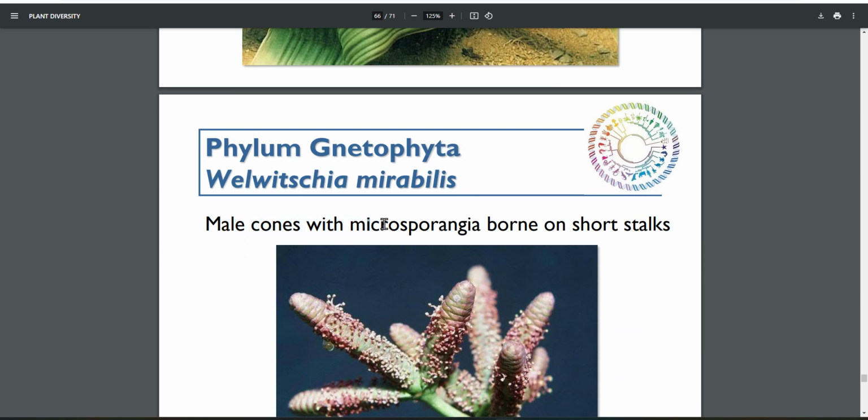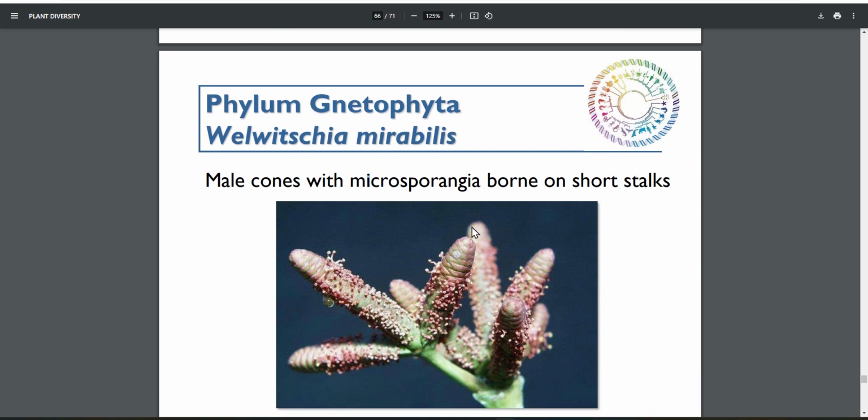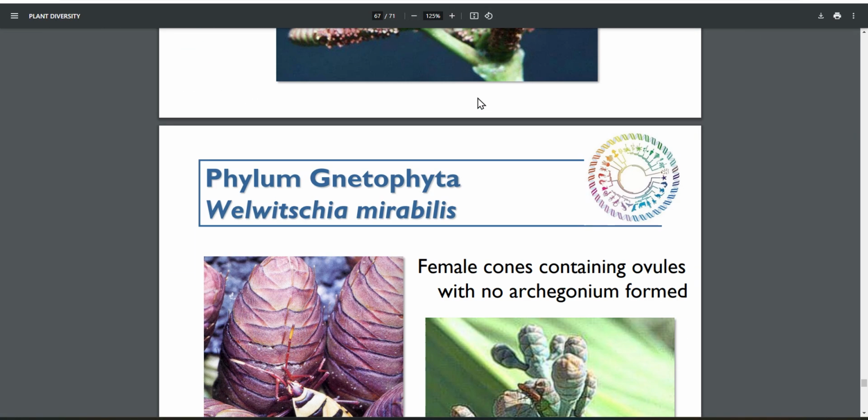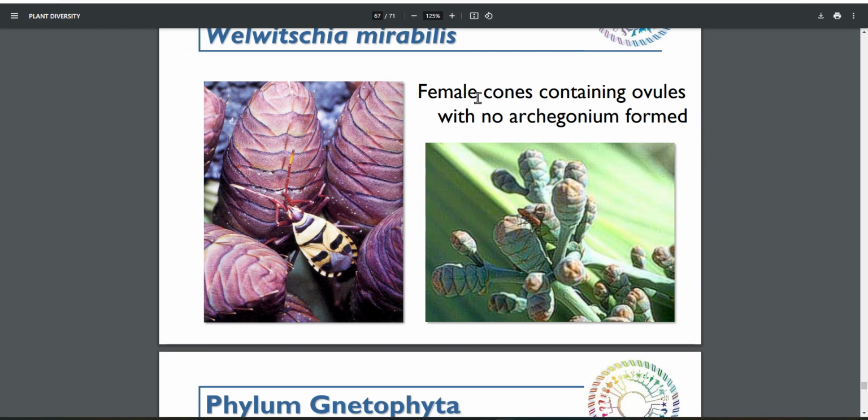Now, male cones with microsporangia. This is the cone, and the little poking-out things are the microsporangia, and they're on short stalks. And for the female, they have ovules with no archegonia formed. I think within this there is the ovule.